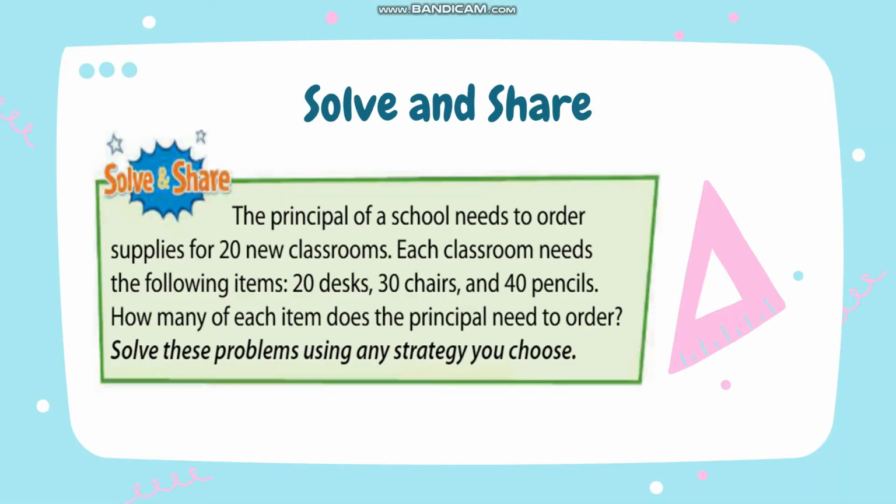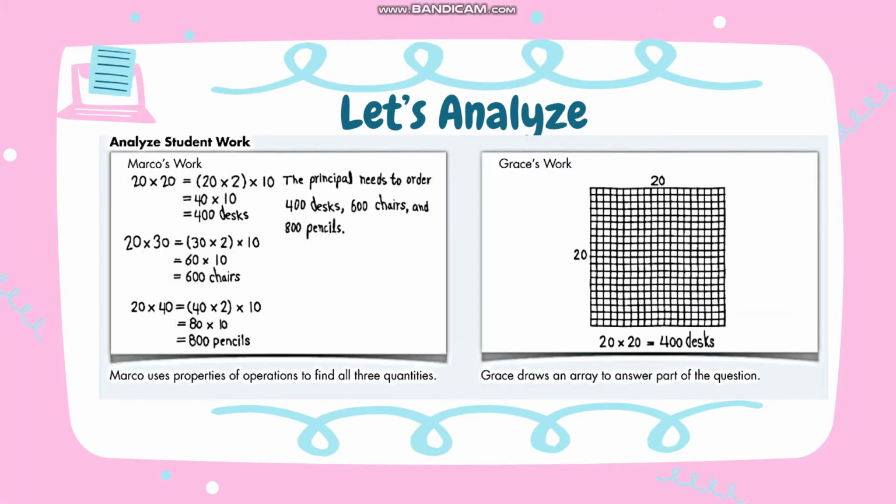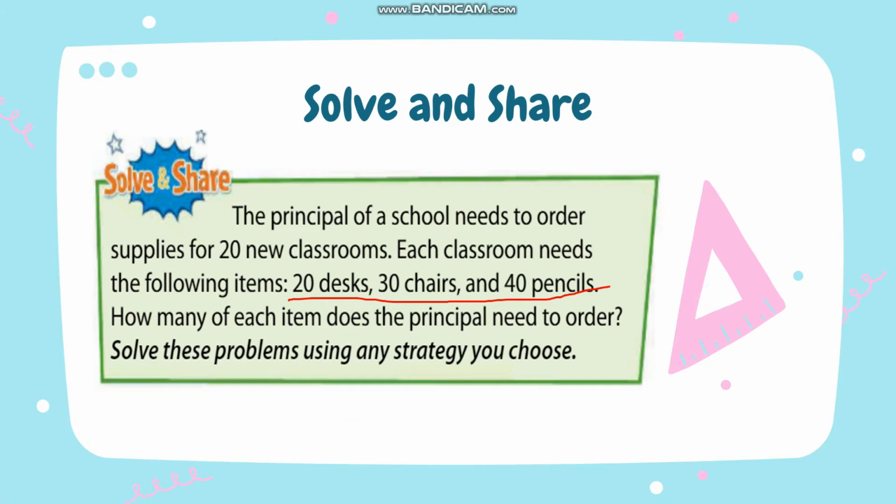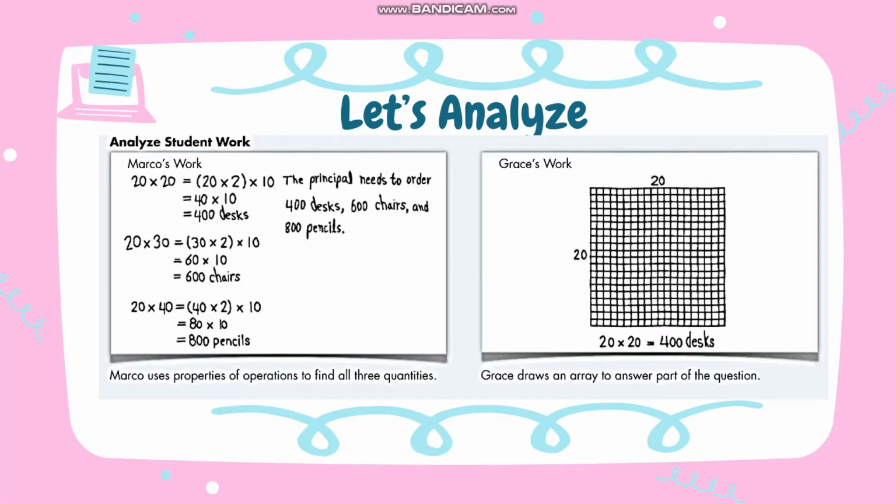The principal of a school needs to order supplies for 20 new classrooms. Each classroom needs the following items: 20 desks, 30 chairs, and 40 pencils. How many of each item does the principal need to order? So we are going to solve these problems using any strategy you choose. If there are 20 classrooms and we need to find out 20 desks, 30 chairs, and 40 pencils for each classroom, we just simply multiply.